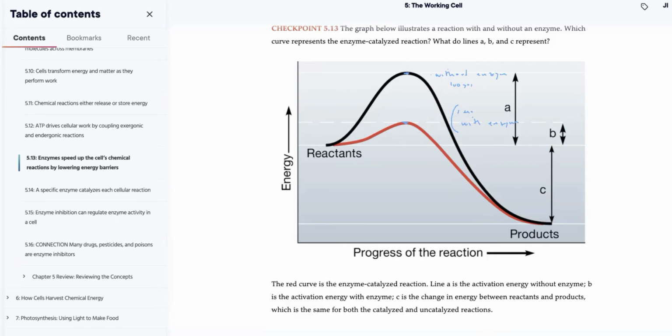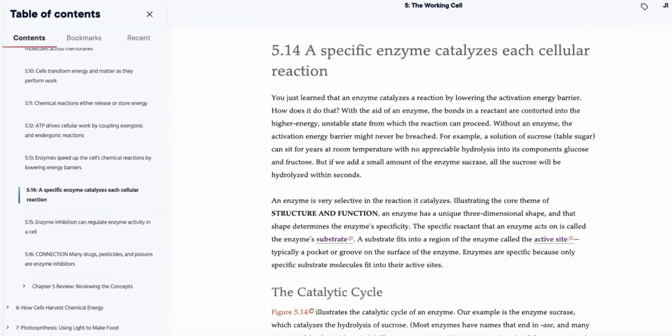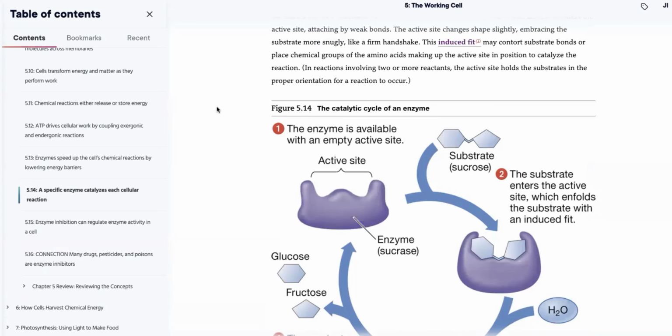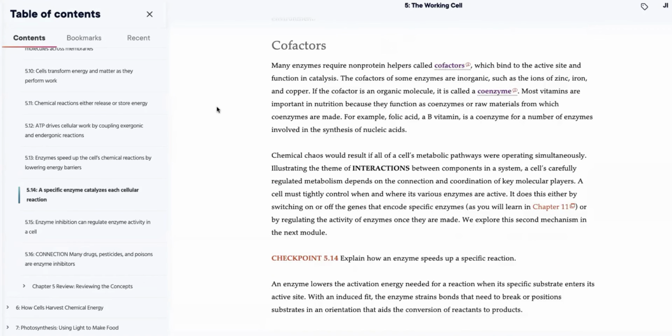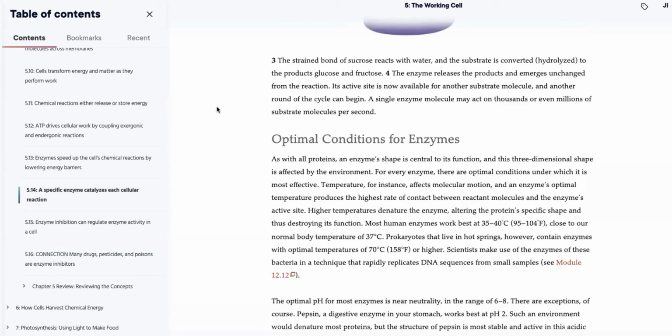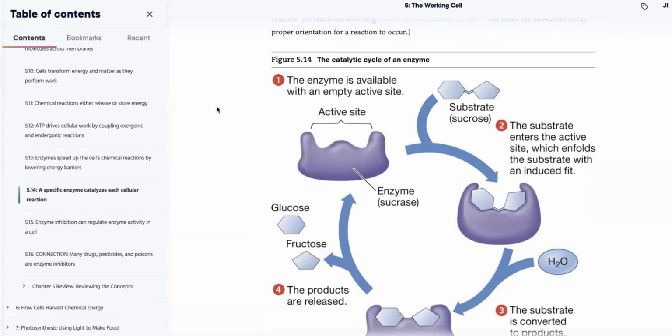So the next, let me clear my pictures here. The next section in the textbook is 5.14. Let's go there. And it's basically telling us what we were going through a little bit earlier in our discussion, which is that the enzyme does its trick. Okay, come on. I have a new sketch pad because my old sketch pad was really kind of temperamental.